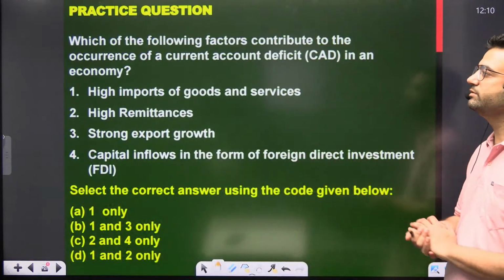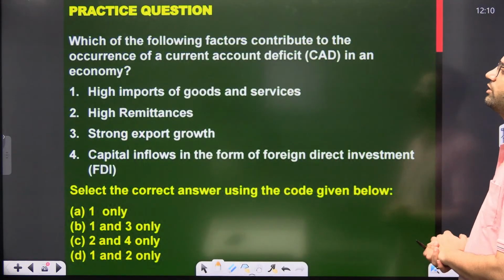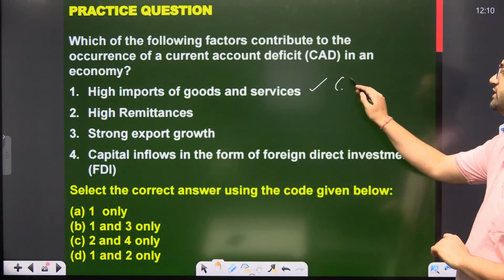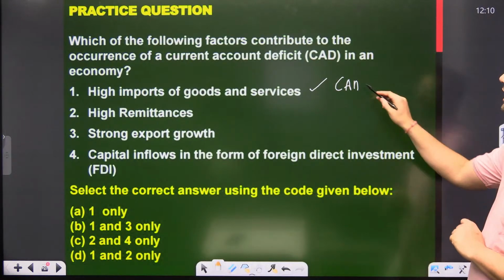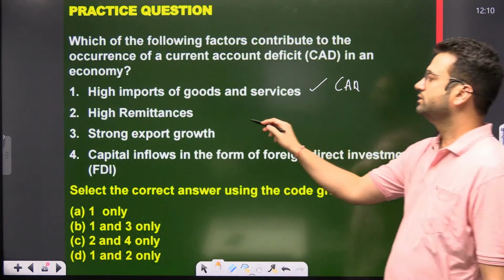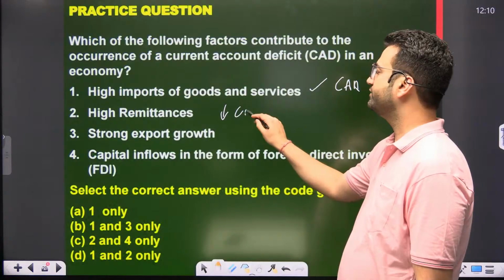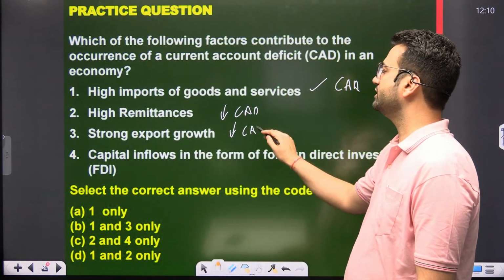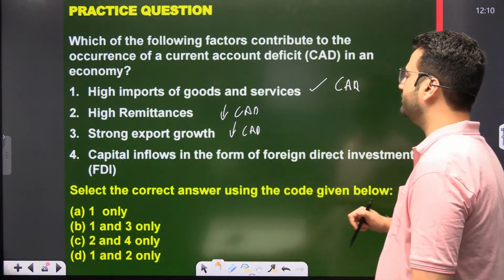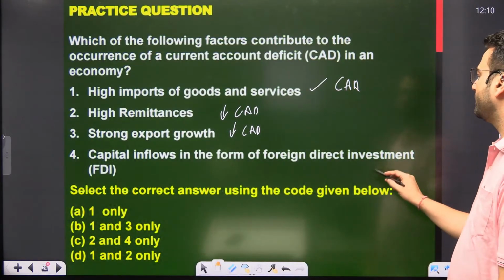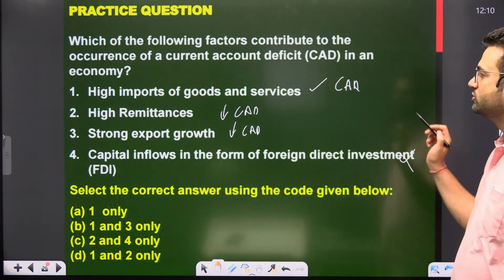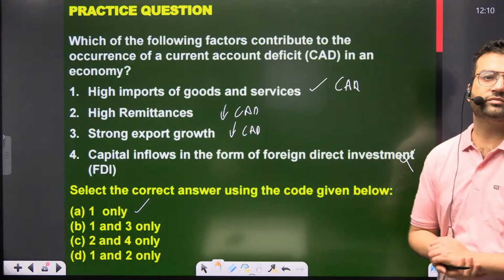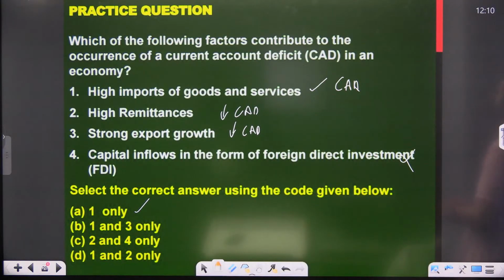Same time, 11:30. Now attempt this question. Which of the following factors contribute to current account deficit? High import, current account deficit. High remittances, reduce current account deficit. Strong export, reduce current account deficit. Capital inflow in form of FDI, not a part of current account deficit. This is wrong. So only one is the correct statement.